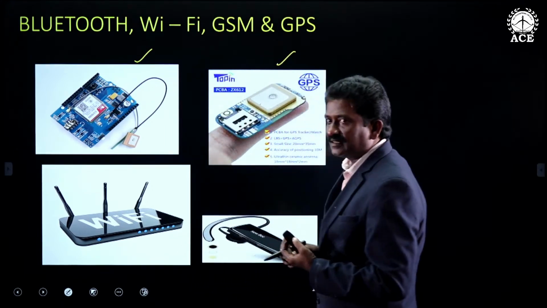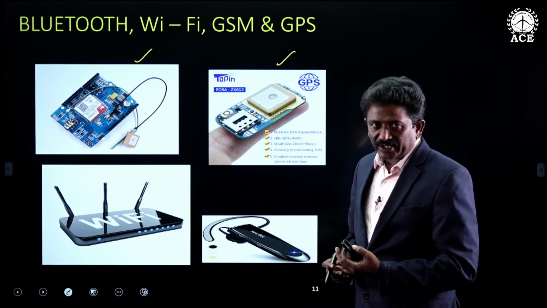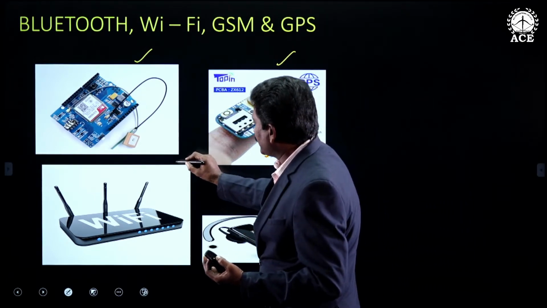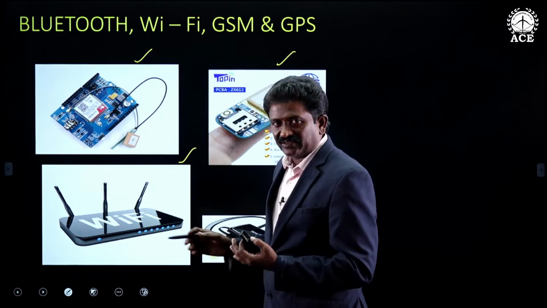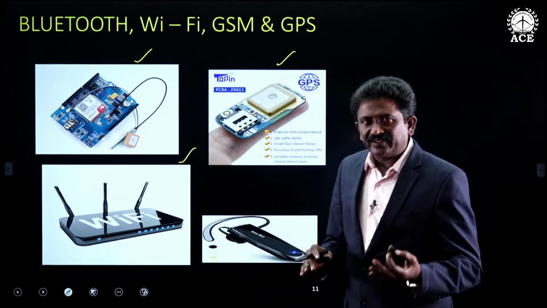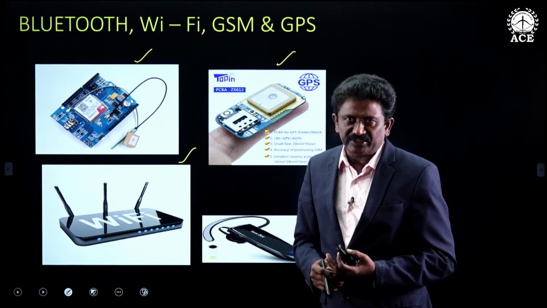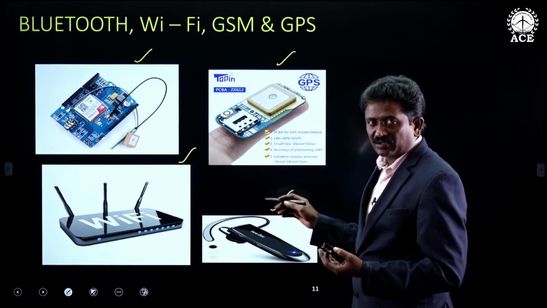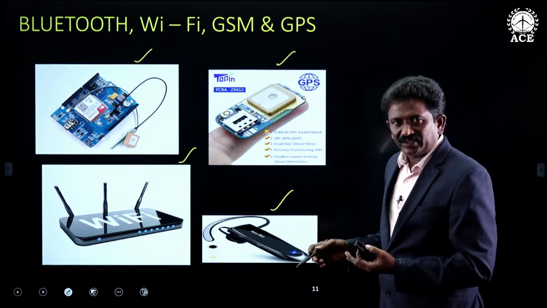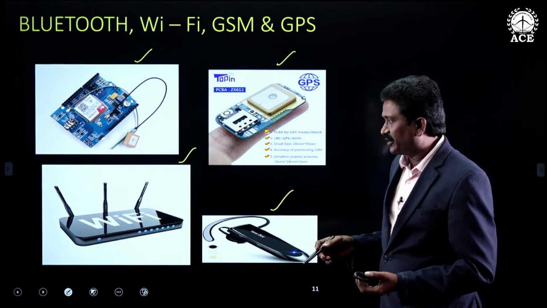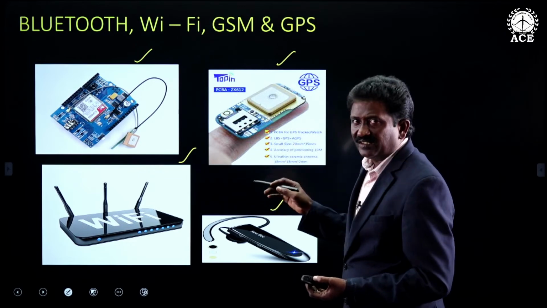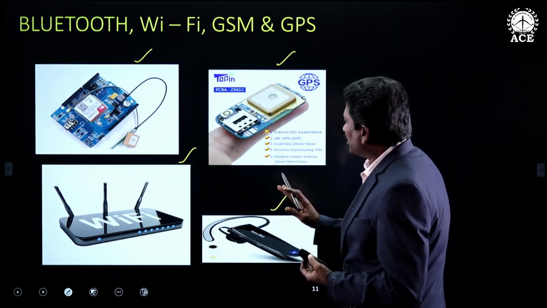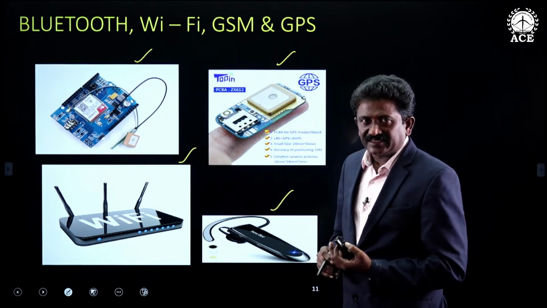So next GPS. With the help of GPS you can identify the location of the device. Next Wi-Fi. Using Wi-Fi you can connect device to device with the help of some communication protocols. Next Bluetooth. Already you know the function of the Bluetooth. Using Bluetooth you can send wireless communication. Actually all are wireless communications, right? These are the communication devices.